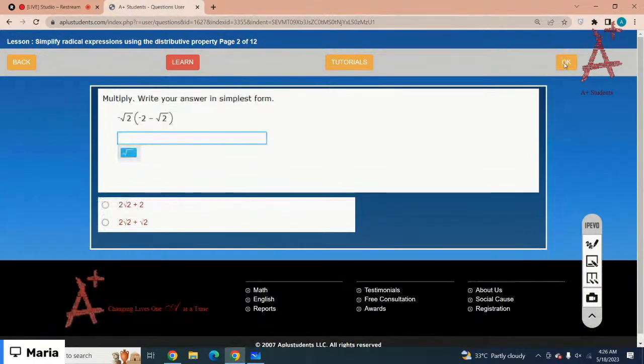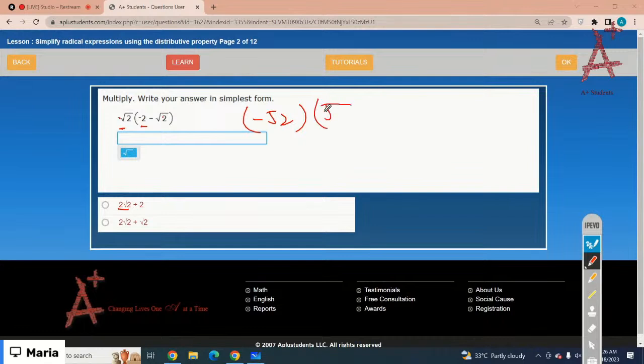Okay, multiply, write your answer in the simplest form. So which is the correct option? You have to multiply negative square root 2 with negative 2. Negative negative makes positive, so it would be 2 square root 2. And when you multiply negative square root 2 and negative square root 2, it makes the square of negative square root 2. So the 2 and the square root cancel out, and the square of a negative is positive. So it would be 2. Option number 1 is the correct option. Got it?